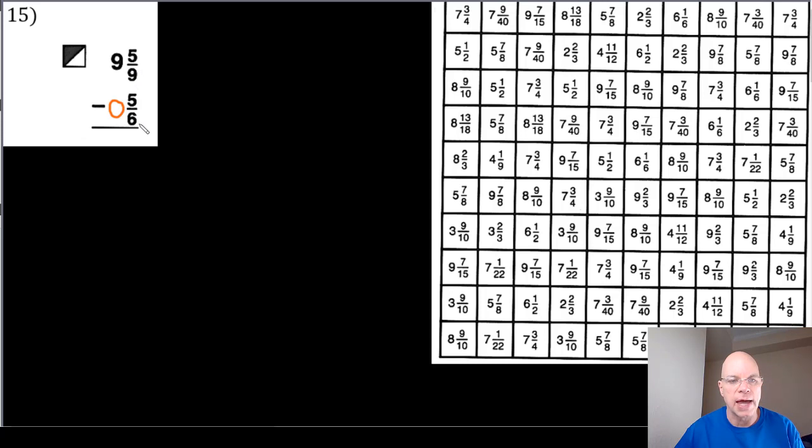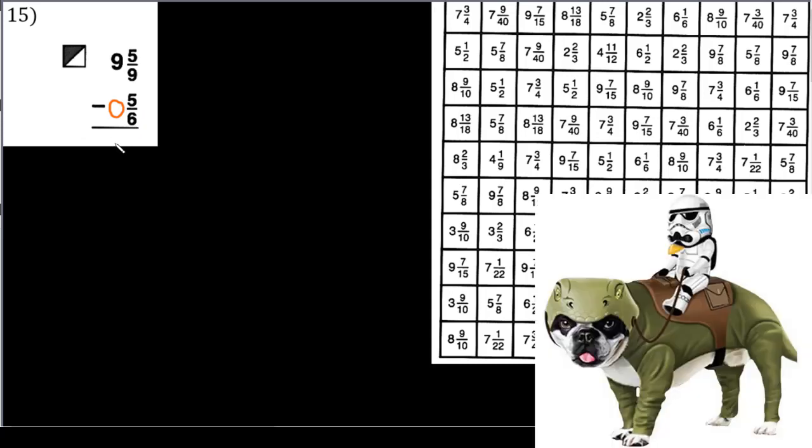I don't usually ask you to pause this early in the video, but because this is what we've been practicing for the last couple days, why don't you find some way to find the LCM of 9 and 6 and then convert these fractional parts into that common denominator and then come back and check your work on that part before we continue. Paused.